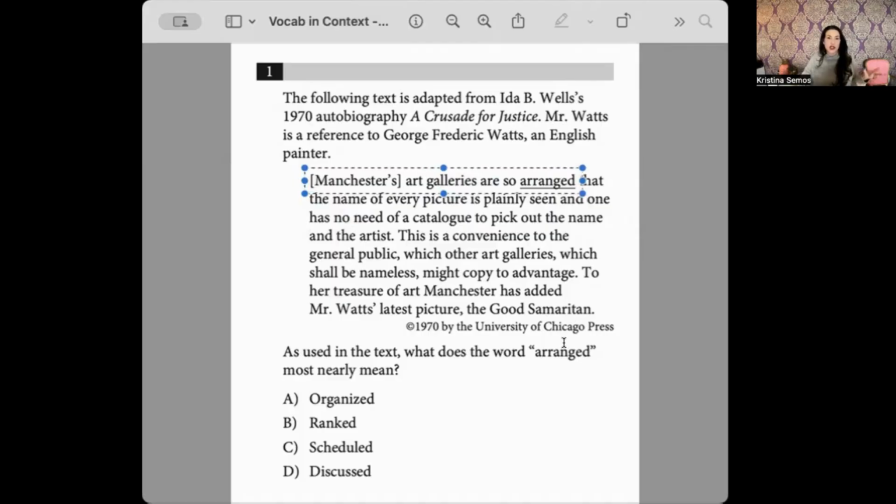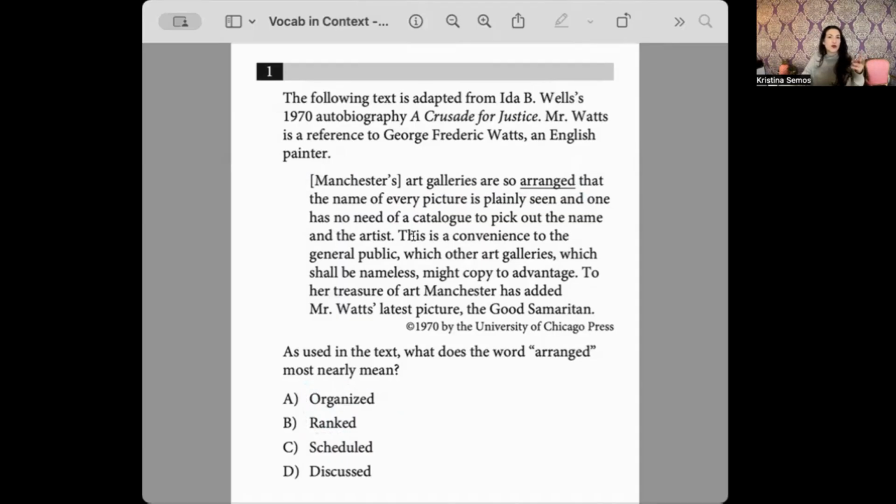Manchester's art galleries are so blank. So Manchester's art galleries are so organized. Manchester's art galleries are so ranked. Manchester's art galleries are so scheduled. Manchester's art galleries are so discussed. What? So a lot of these, to me, this is now step 4, don't really make sense. Like scheduled and discussed don't really make sense because to pick out the name of the artist, it doesn't make sense. But organized, ranked, those are probably the closest.